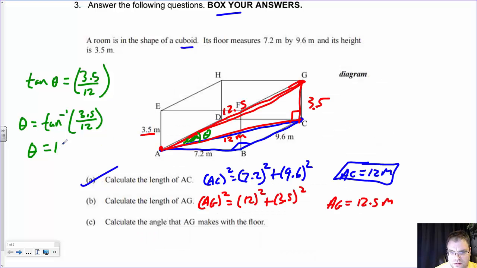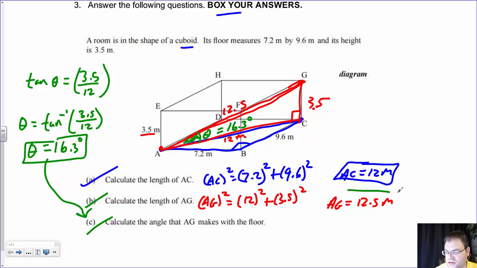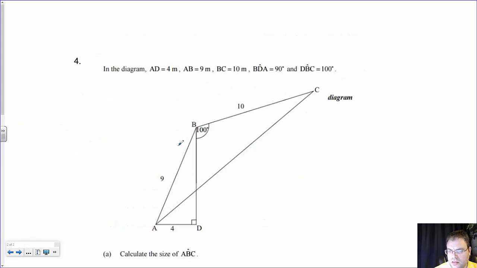So 16.3 degrees is the answer for question C. And that's the answer here, 16.3 degrees. So we're done with this entire question. We've done everything here. Okay, so make sure you box everything. So we got 1, 2, 3 answers. All right, so let's go on to the next question.